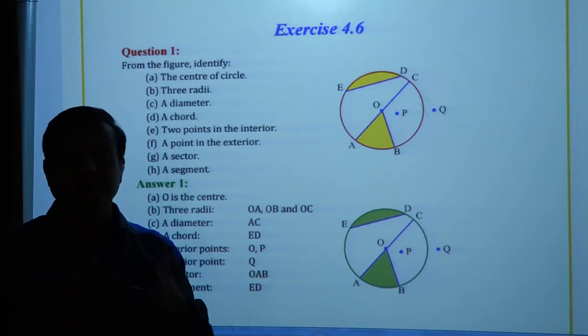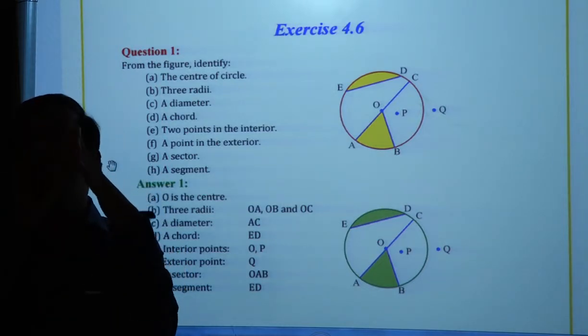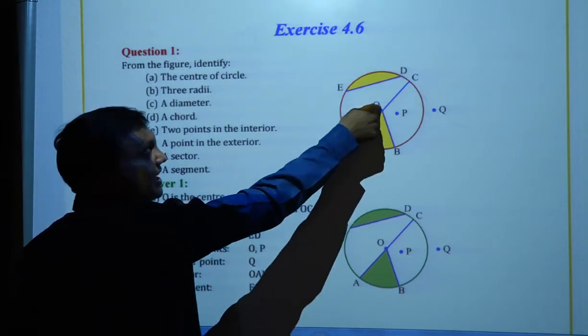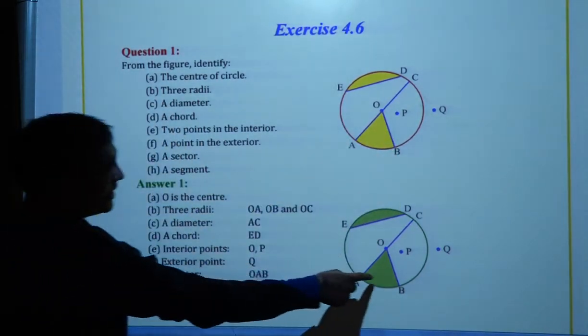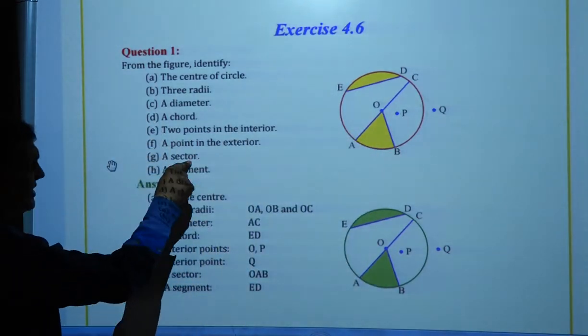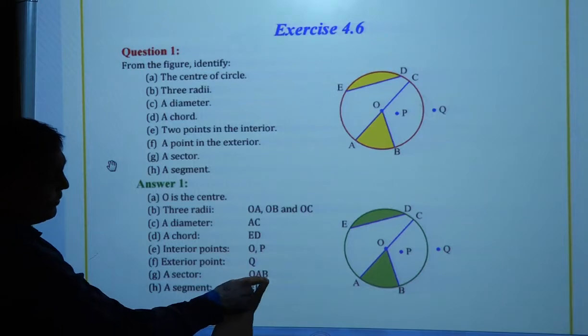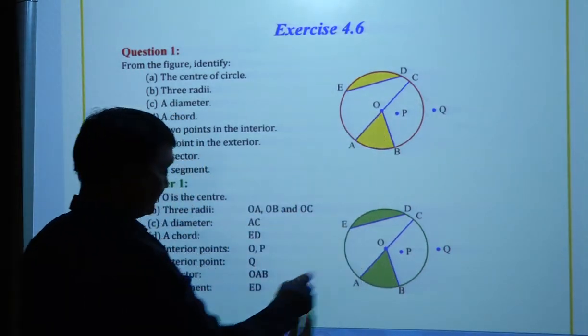Sector means what? Between two radii, a part, a slice. This is a slice, AOB. This is a sector. So here is the green color, here is the yellow color. So he is saying a sector. So OAB, this part is a sector.